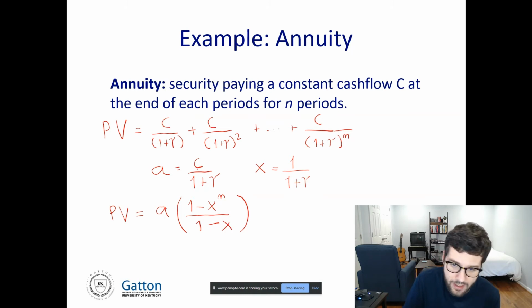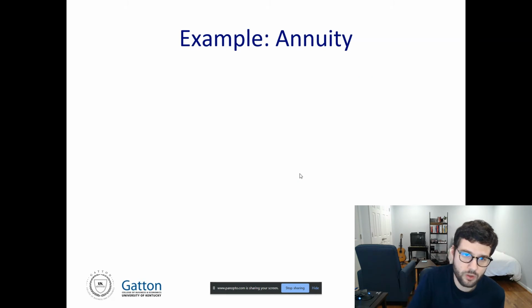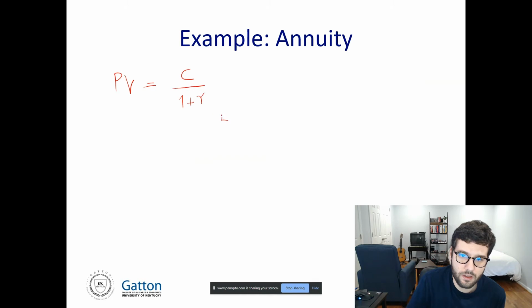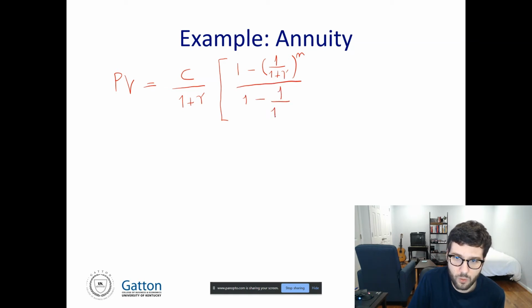Now we can replace the A and the X that we got in this formula here. So if we replace, we're going to conclude that the present value is going to be equal to C over 1 plus R. Okay? And we're going to multiply by 1 minus X, which is 1 minus 1 over 1 plus R to the power n, over 1 minus 1 over 1 plus R.